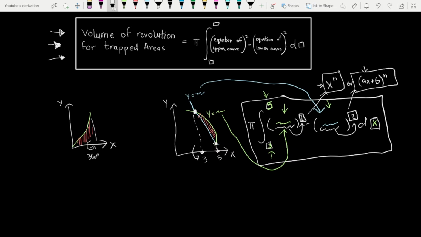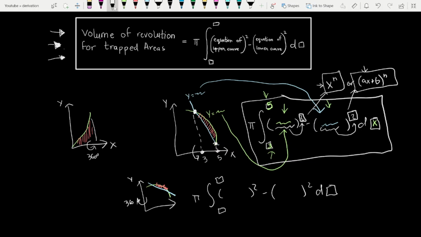Now let's say you have this same sort of curve, and then you have that line over there. There's that area between the curve and the line, and this time you're trying to rotate it about the y-axis. So how do you go about this now? Well, you just write your formula as you did before.